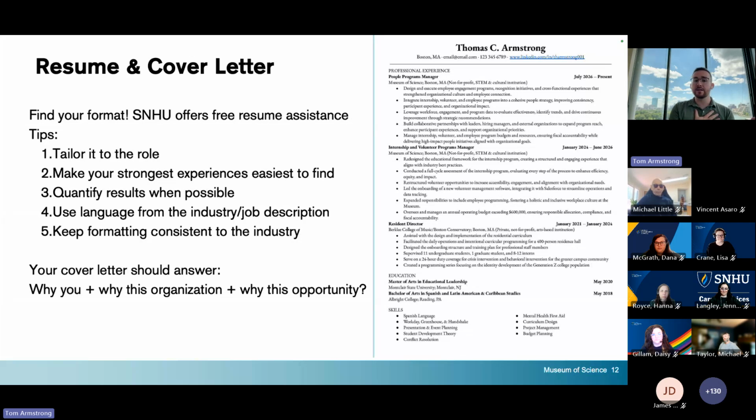I typically say for resumes I review at the museum, I don't want to be seeing headshots and a lot of color because that's not a standard for our industry. While if you're going into a more creative industry, that might be the standard. And again, your cover letter should answer why you, why this organization, and why this opportunity.